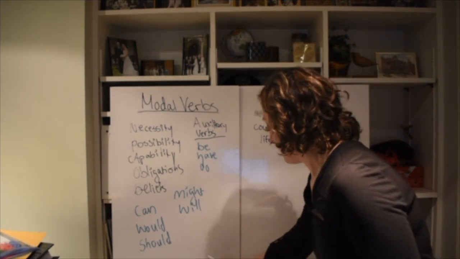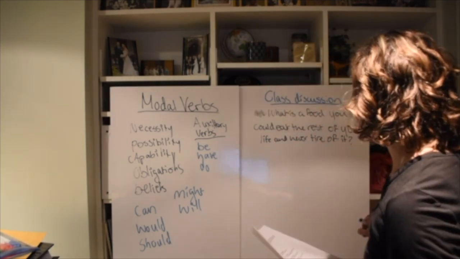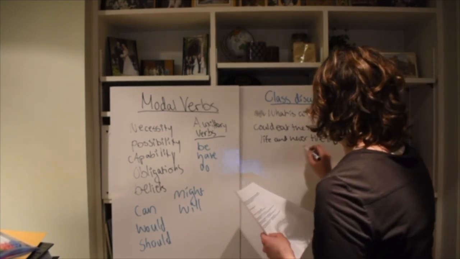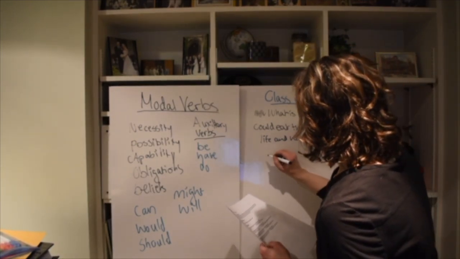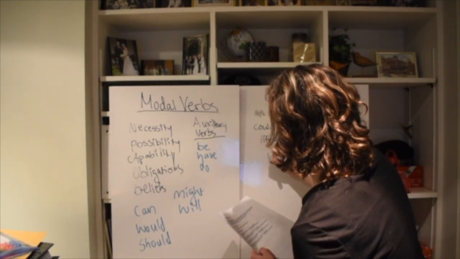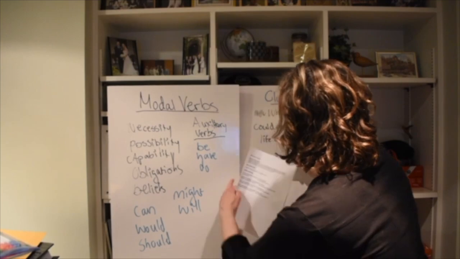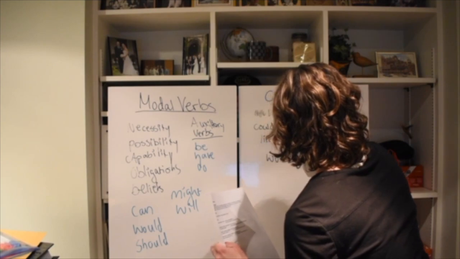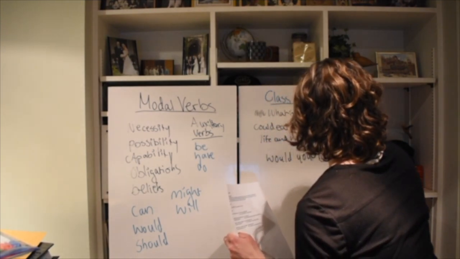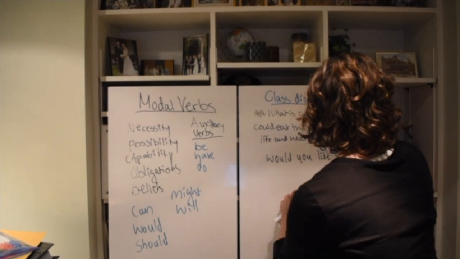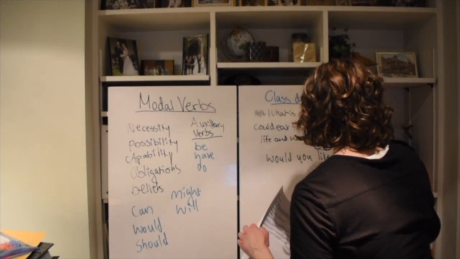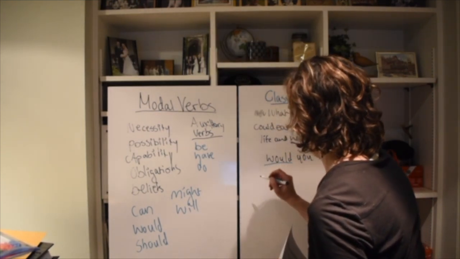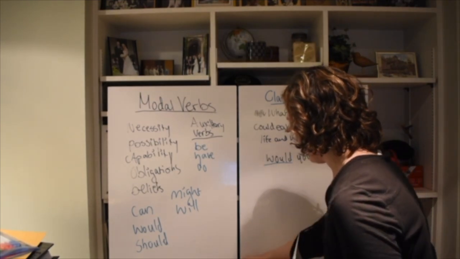Let me just see if I can write out one sentence for you just for a demonstration, just so you can see what they look like. Let's try would. Would you like some tea? Question mark. So here, would, as we described, would be the modal verb in use.